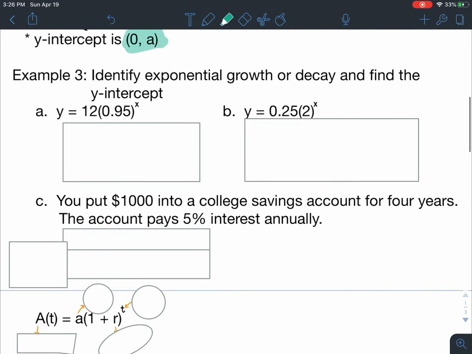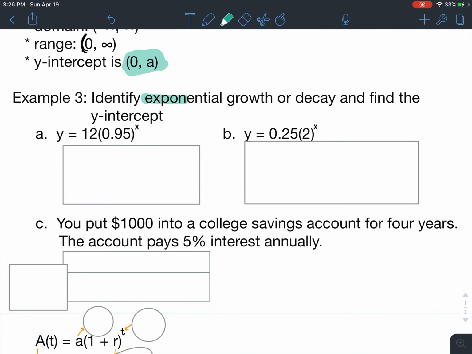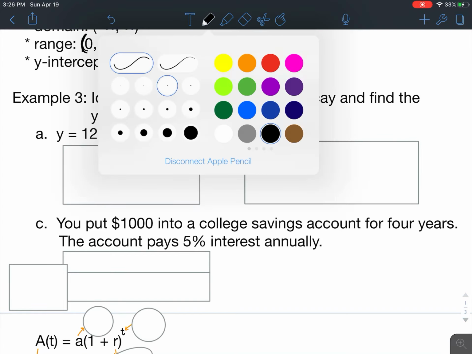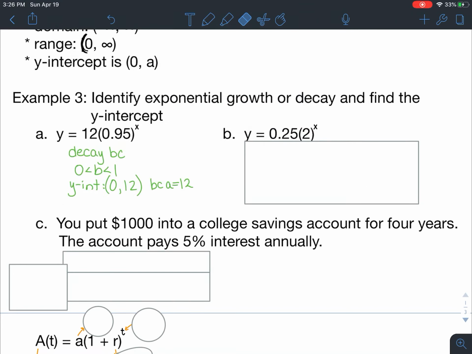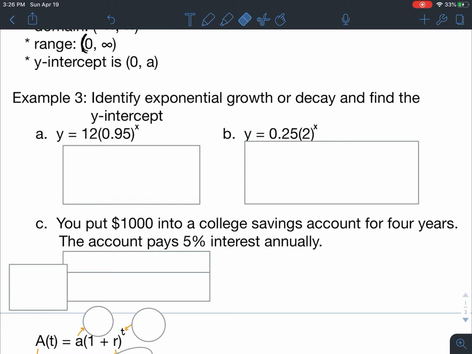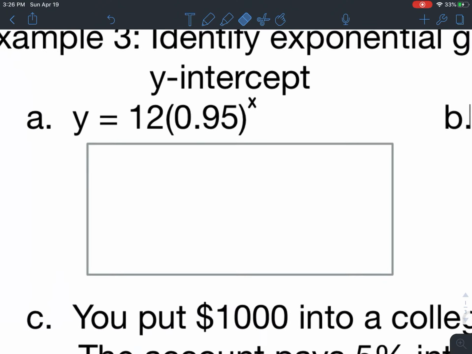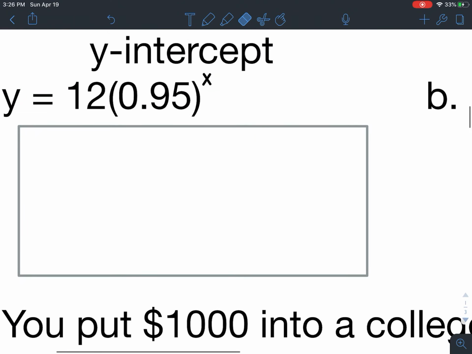Okay, let's look at example 3. Let's identify the exponential growth or decay. So just looking at the equation, not a picture, decide if it's exponential growth or decay. And then we'll find the y-intercept. So let's think about this. We have y equals 12 times 0.95 to the x. So two things you want to keep in mind here.